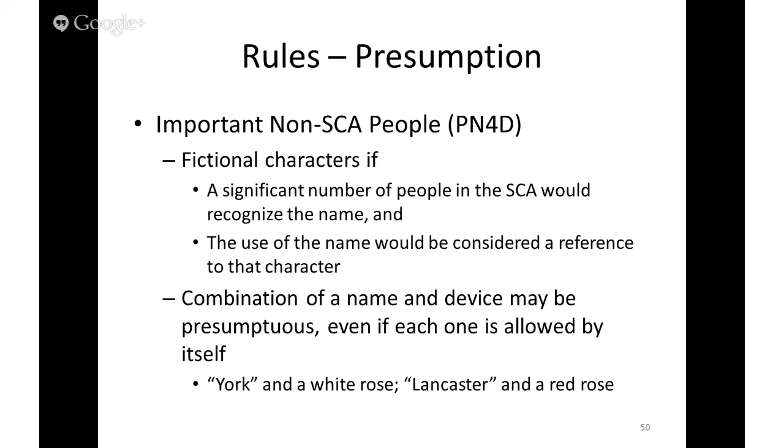We also have something called a combination presumption, where a combination of a name and device may be presumptuous even if the name and the device by themselves are not. So you can register York, you can register Lancaster, but if you have York and put a white rose on your device, or Lancaster and a red rose on your device, that's too close a claim to be one of those members of those important houses.